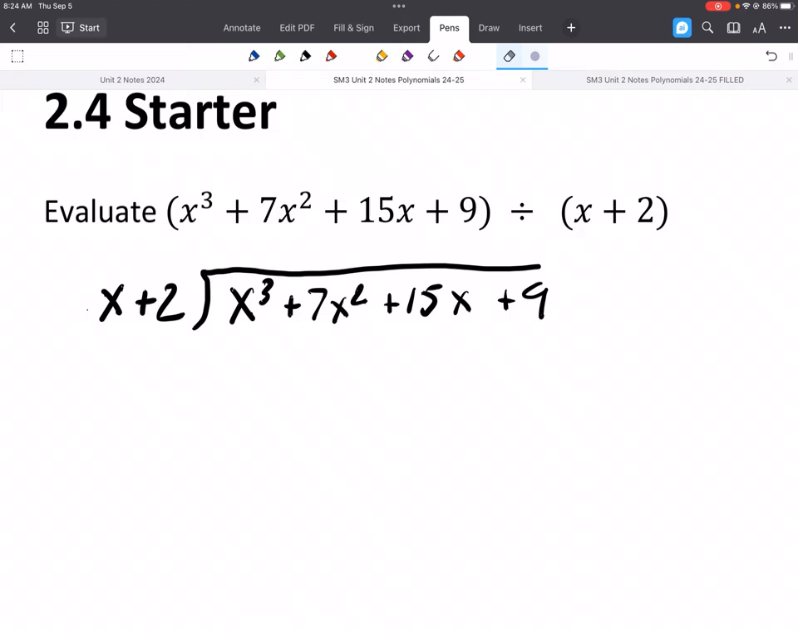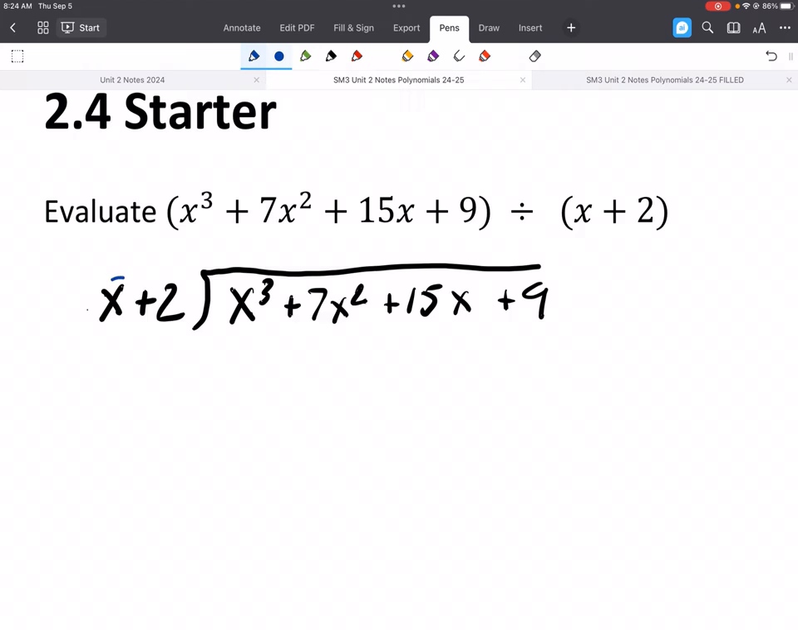We're dividing this polynomial by x plus 2. I already have that written out for you. If you need to pause and get caught up, that's fine. Then we're going to just start figuring out what we need to do.